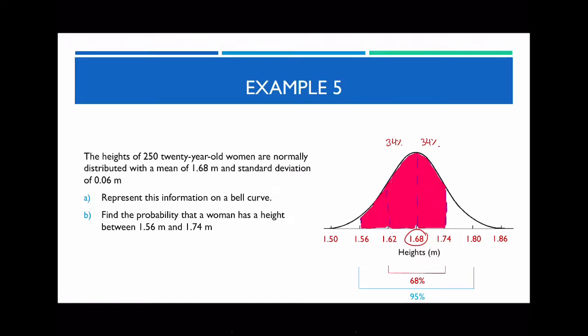But also, what this essentially means is that from here to the midpoint, that's going to be half of 95. So half of 95 is 47.5 in this case. And since I know that this is 47.5, and from here to here is 34, all I simply do is add 47.5 with 34 to find the answer for part B. If you do this, the probability is therefore going to be 81.5%.